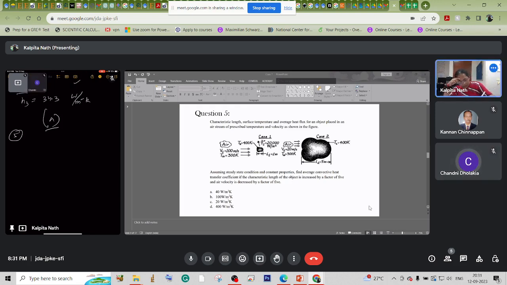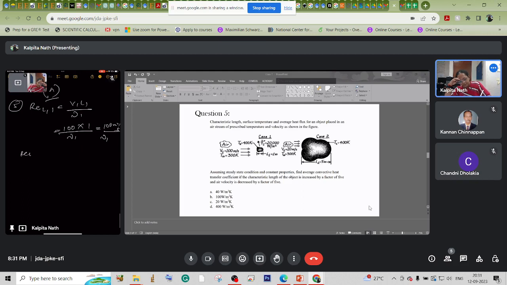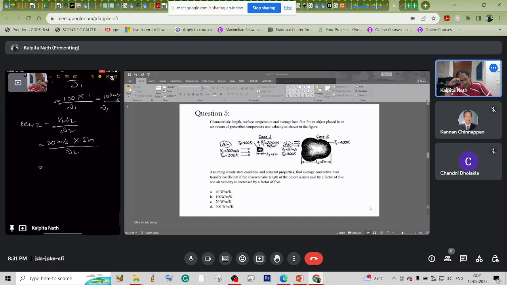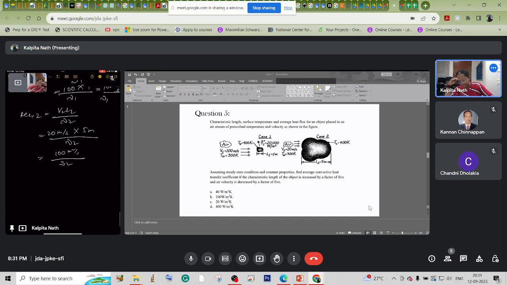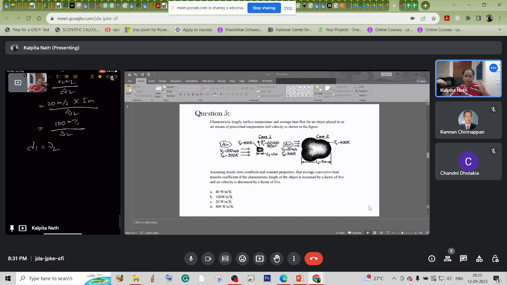So let me solve this for you. The Reynolds number in the first case is V1 L1 by nu 1. This is 100 into 1 upon nu 1, 100 meter square per second upon nu 1. Now for the second case it is V2 L2 upon nu 2. This is 20 meter per second into 5 meter upon nu 2, that is 100 meter square per second upon nu 2. But nu 1 is equal to nu 2 because the setup and system are the same. Nu 2 is mu by rho, and mu by rho will be the same because the fluid is the same. So the Reynolds number in case 1 and case 2 is the same, and the Prandtl number will also be the same.